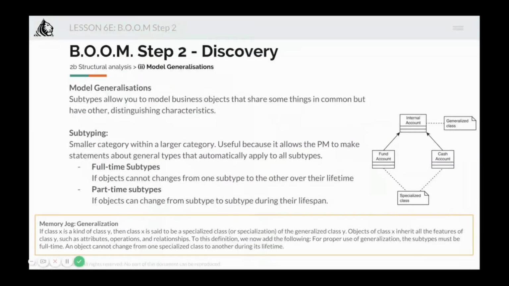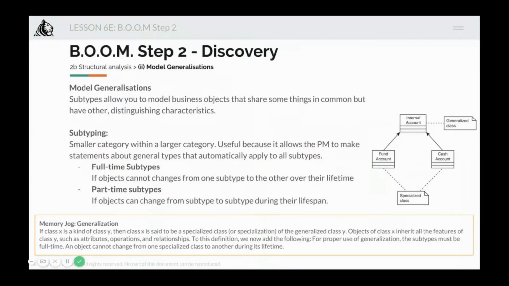And part-time subtypes are unstable. Use part-time subtypes to model objects that may change from subtype to subtype during their lifespan. For example, in a welfare system, there are two subtypes of client, employed client and unemployed client. Because a client might change from one to the other, the two subtypes are part-time.